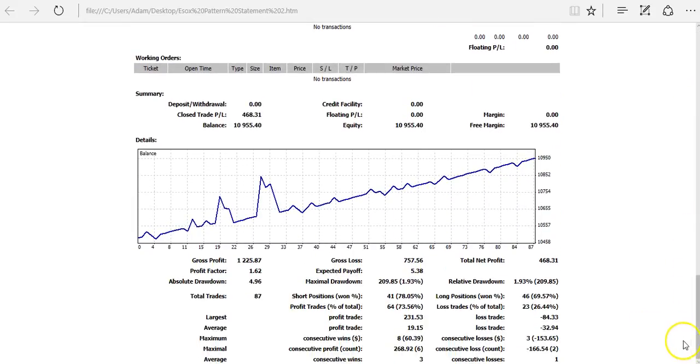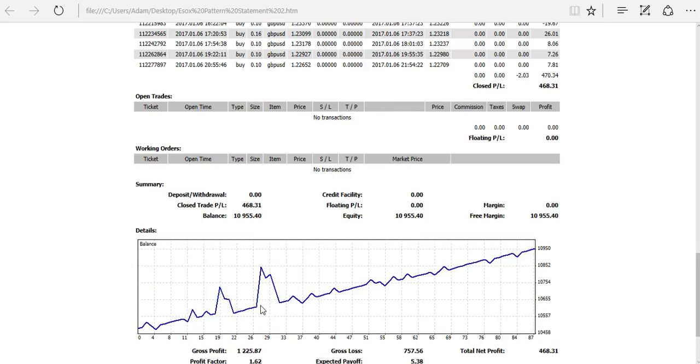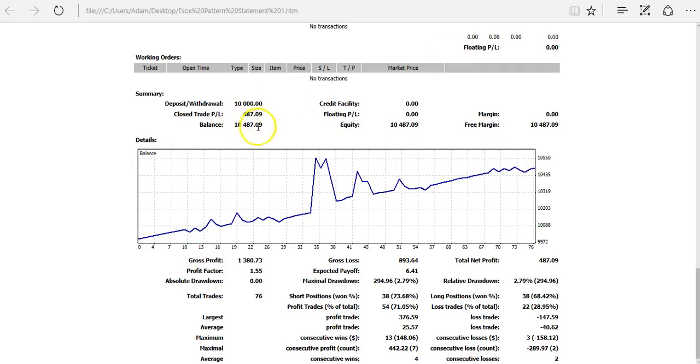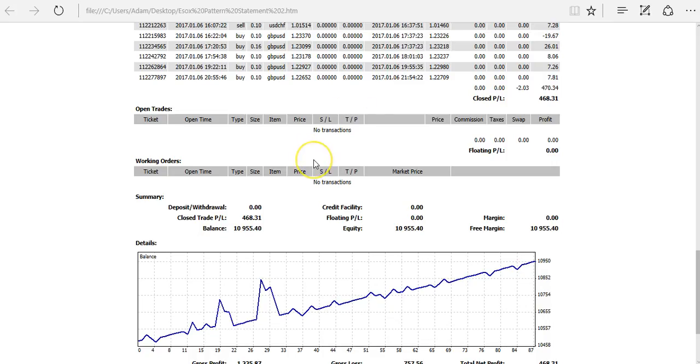If I flick across to the statement for this week, as you can see, quite a few trades from which to analyse. It actually traded 87 times this week, a little more than the expected 10 trades per day, but that's fine. Our closed trade profit once again was $468.31, which related back to where we finished last week at $10,487.09, represented a profit this week of 4.47%. So once again, promising results, and with no floating profit or loss, it has carried no trades over the weekend.